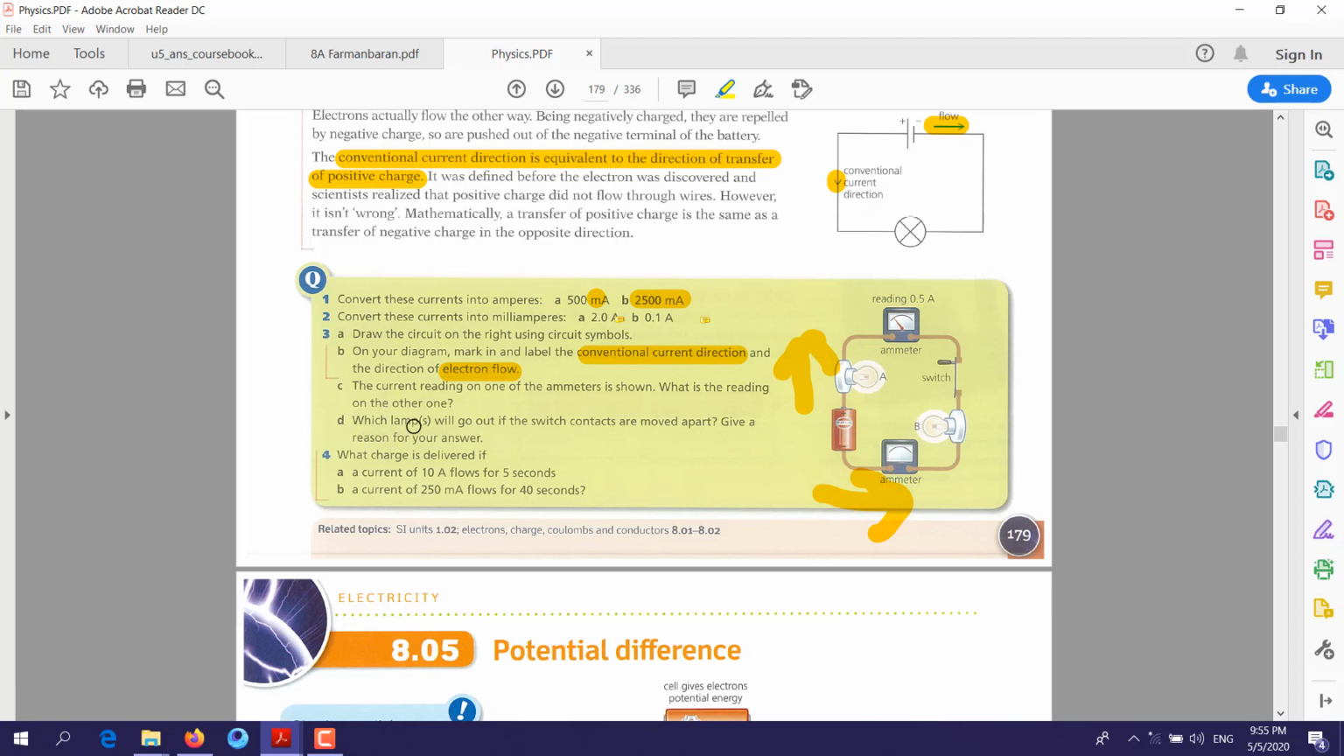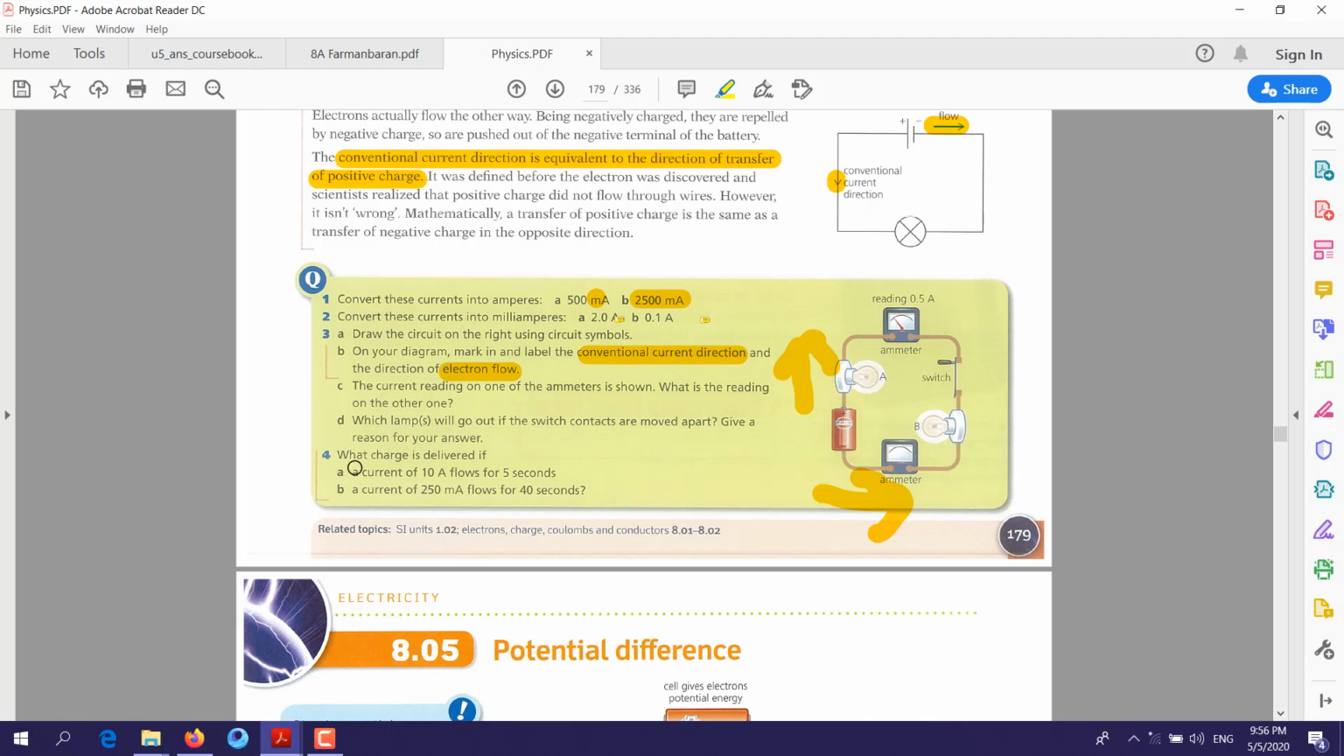D. Which lamp will go out if the switch contacts are moved apart? Give a reason for your answer. The answer here will be both of them, A and B. Why? This switch is what makes the electric circuit a complete electric circuit. So if you take the switch away, what will happen? Now there will be a gap here. These two wires will not be connected to each other. So at the end, there will be no electrons flowing, and none of these lamps or bulbs will turn on.